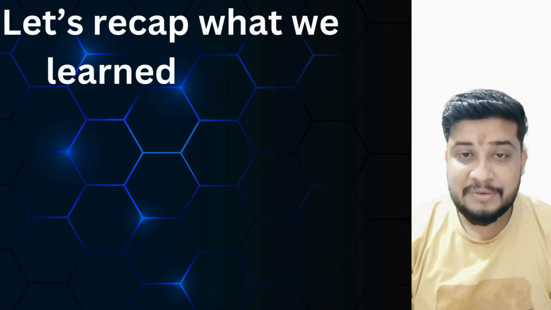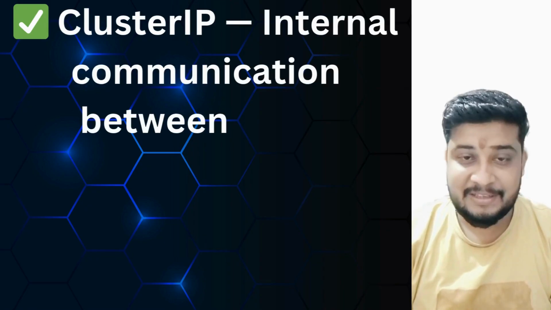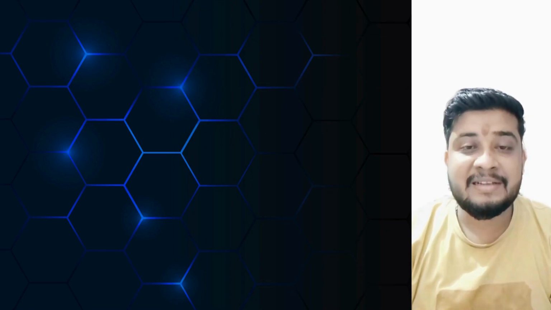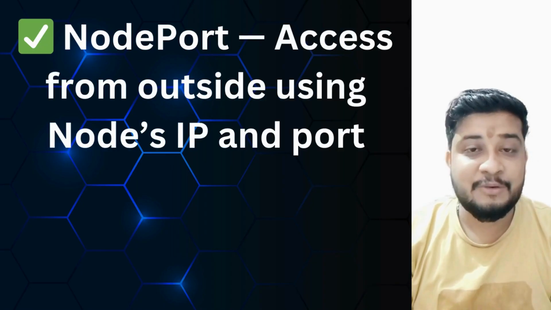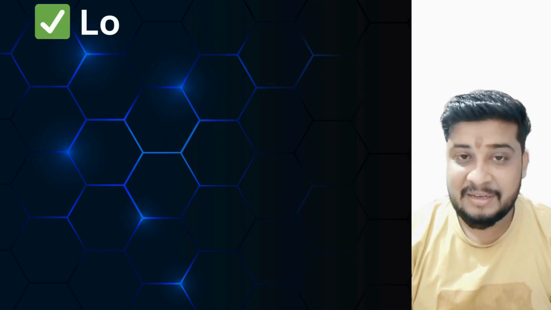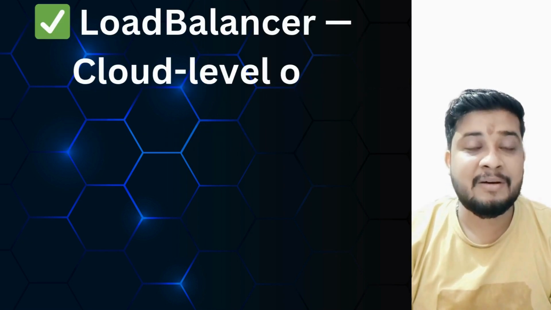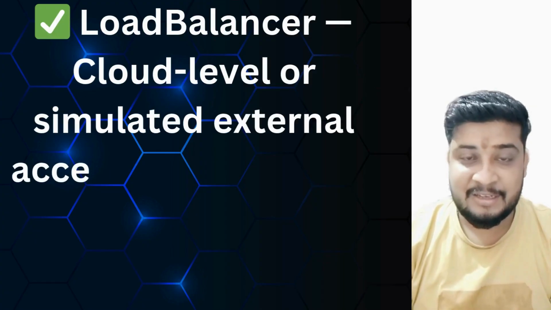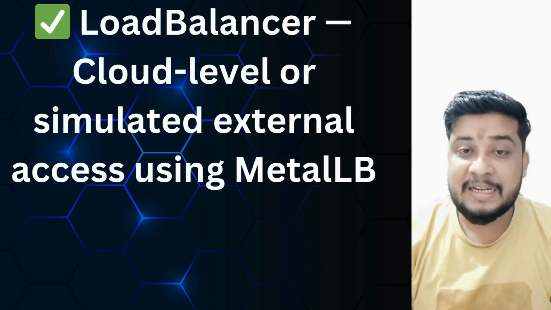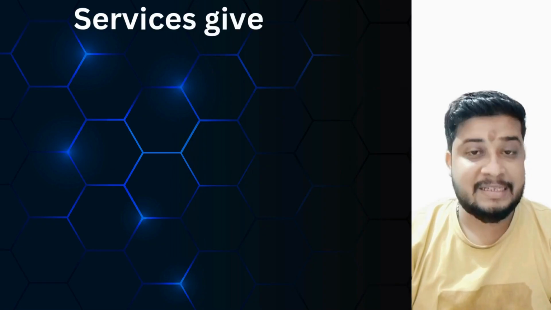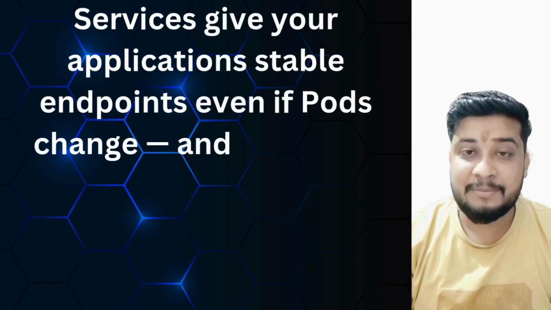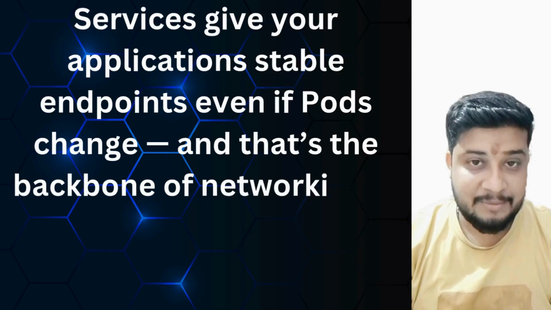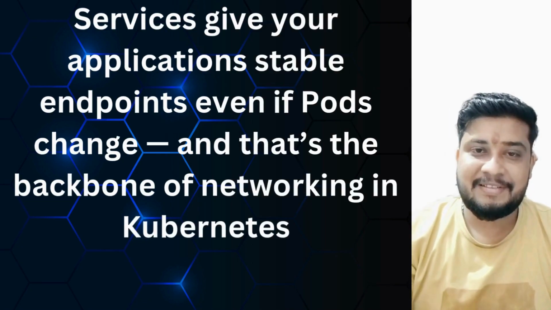Let's recap what we learned today. First is cluster IP, internal communication between pods. Second is NodePort, access the application from outside using a node IP and port. Third is load balancer, a cloud-level or simulated external access using MetalLB. Services give your application a stable endpoint even if the pod changes. That's the backbone of networking in Kubernetes.